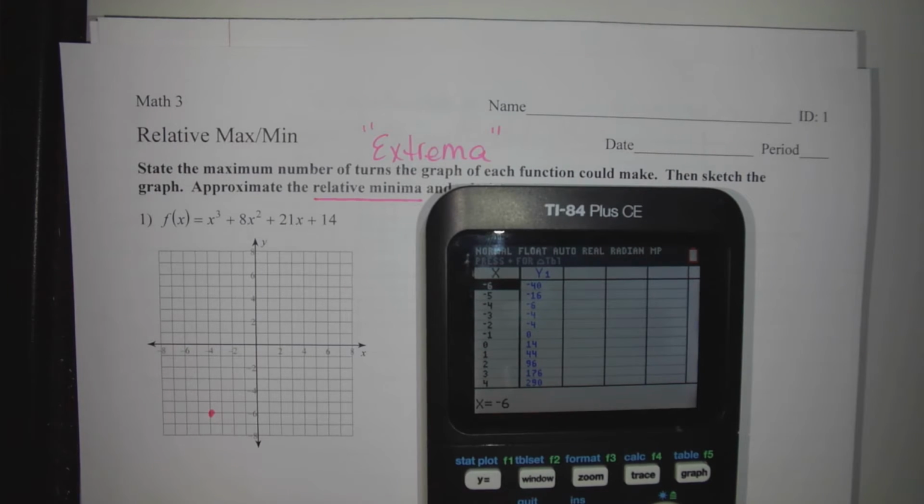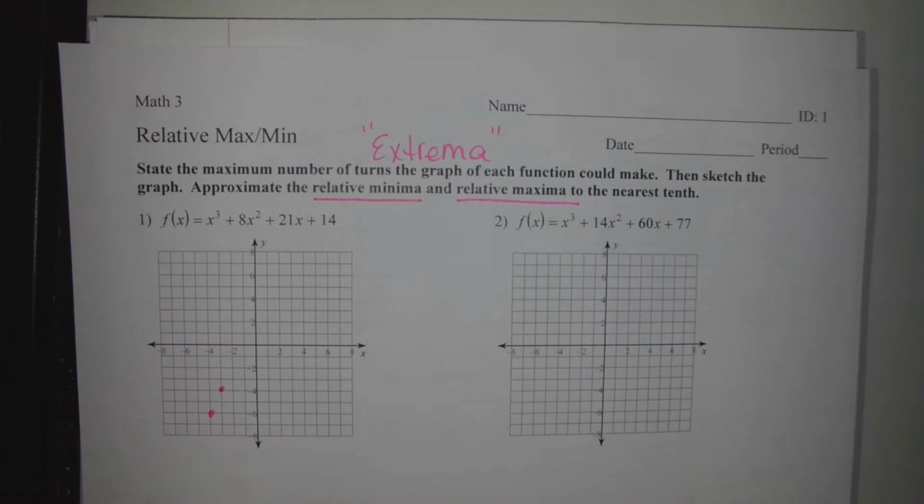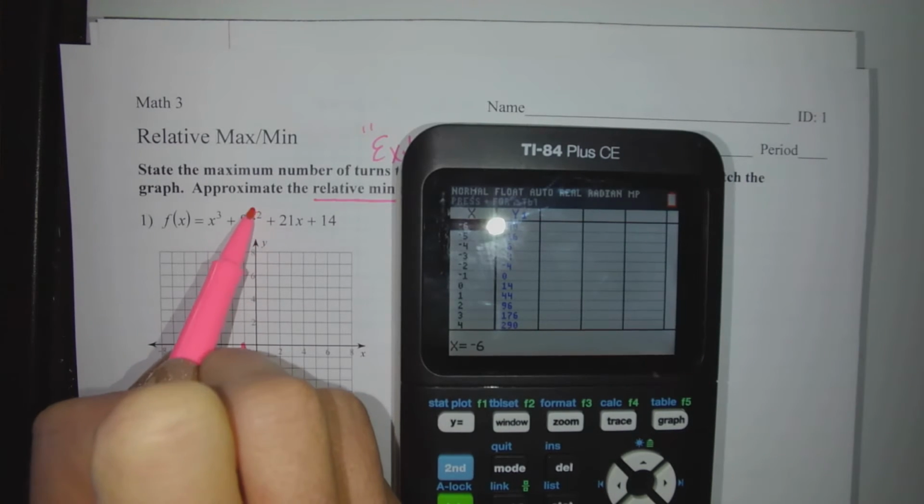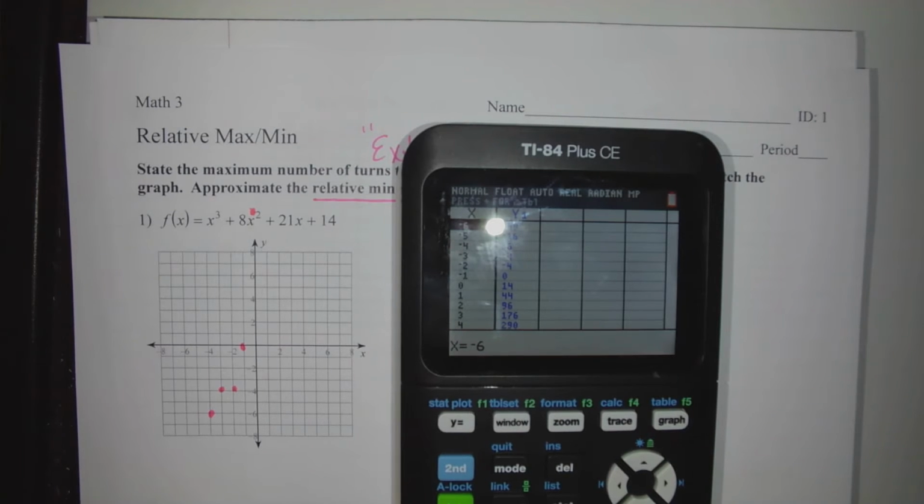What's next? -3, -4. -2. Where am I? -4. Thank you. -1 and 0. -1 and 0. And 0 and 14. So it's kind of up here. I'm going to write it about right there. Okay.